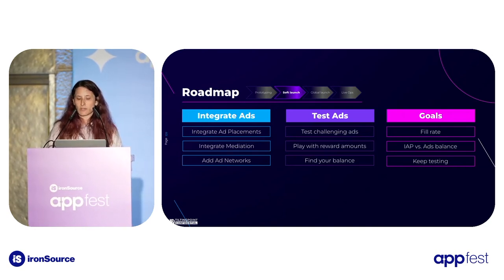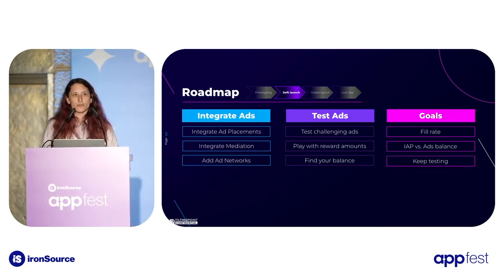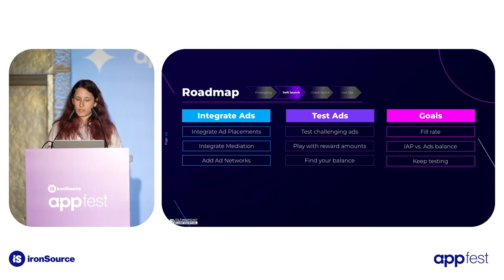And then you will also be testing the most challenging ads. You may sometimes propose an ad placement that you think is good, but you have a feeling that it may cannibalize in-app purchases or affect retention. So now it's the moment to try this before going live, right? Playing with the reward that you want to give, like maybe you started giving 10 gems and now you want to give 3, or it's a booster of 10 seconds and now you think it's better to give 7.